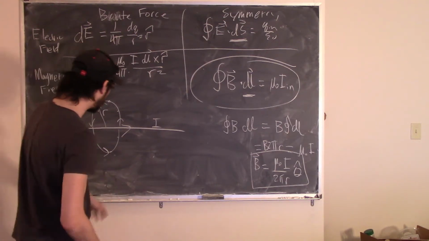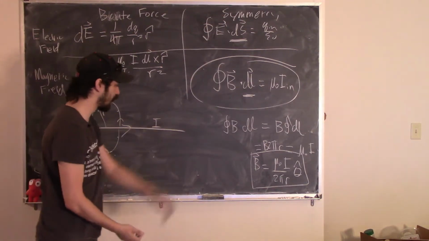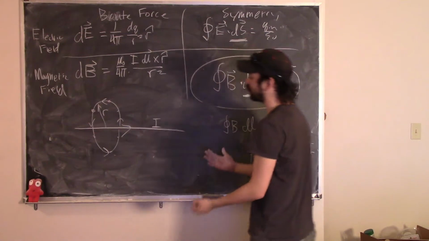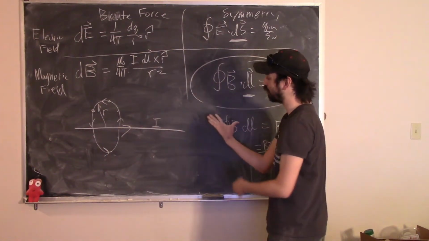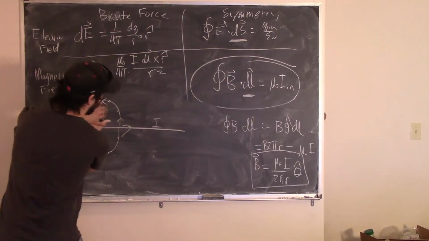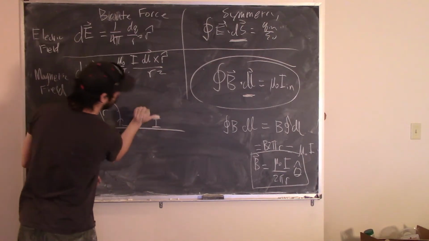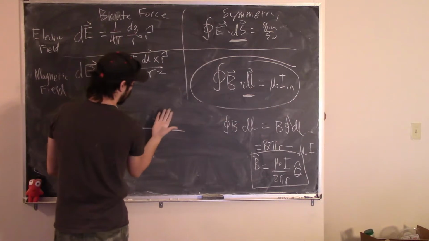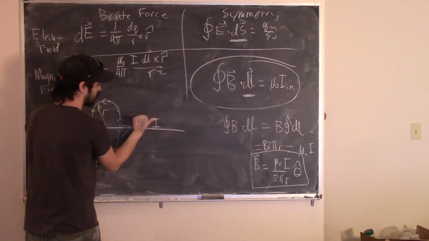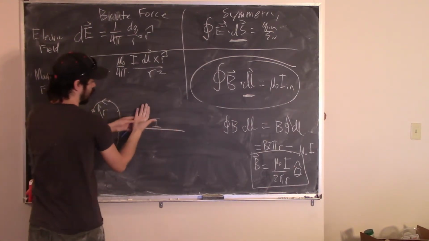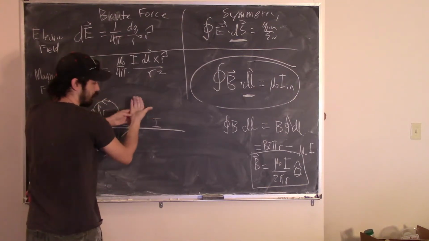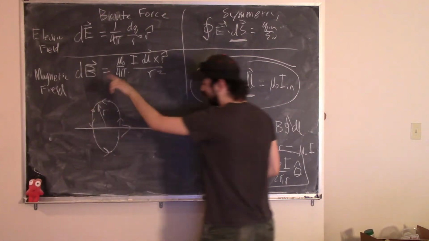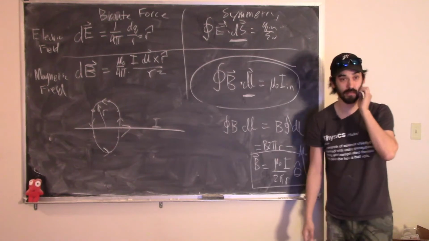If I have some current going in this direction, the magnetic field is going to follow the right-hand rule: if I point my thumb in the direction of the current, the magnetic field curls around the wire in the direction that my fingers curl. So thumb in the direction of the current, magnetic field curls around this way. And that's why I drew the loop to go around the direction that I did.